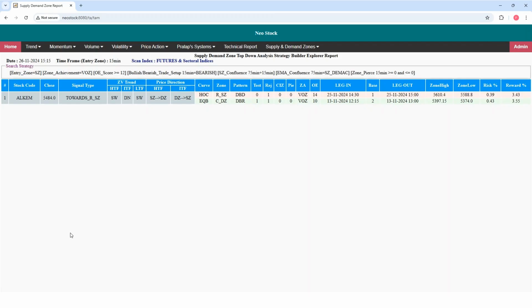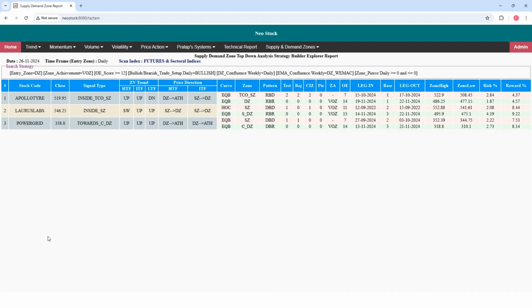Okay. And the last one is POWERGRID. Maybe soon you may get an opportunity here. This is a HIT trade. How can I, not HIT, MIT trade. How can I say MIT? Because see here, the entry time frame is daily. If the entry time frame is daily, this is LTF, ITF is weekly, HTF is monthly. So it is a monthly income trade.